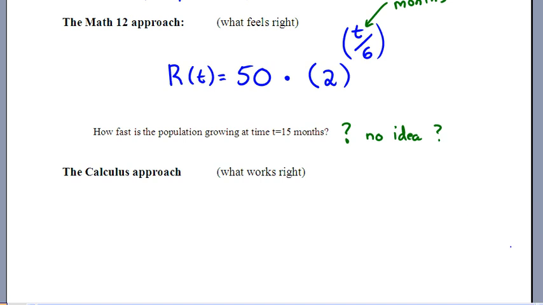We would say, okay, let's rewrite this. Let's say that our population of rabbits at time t is equal to 50 rabbits, right? That would be the units. I'm even going to put the units in here.